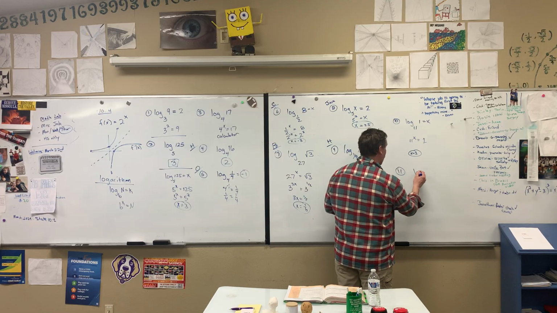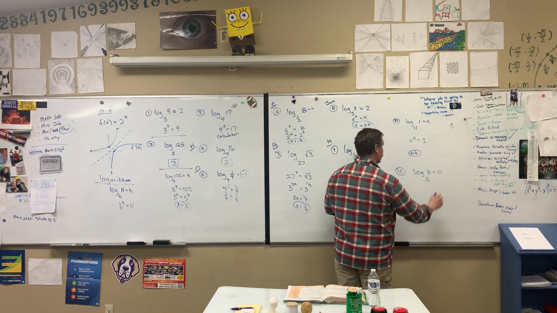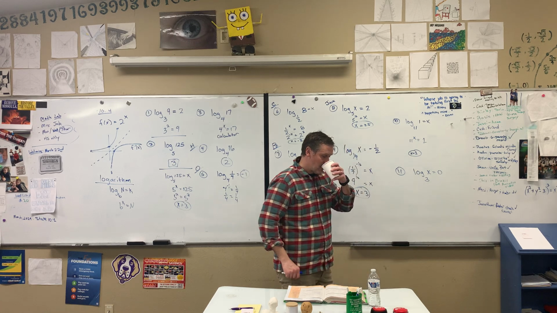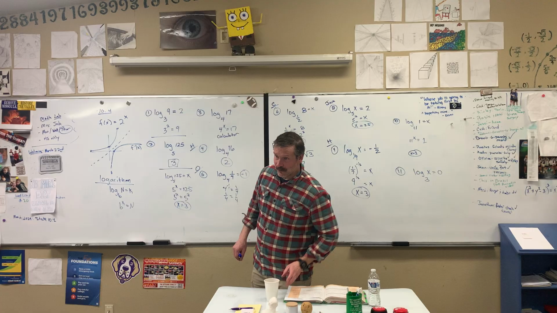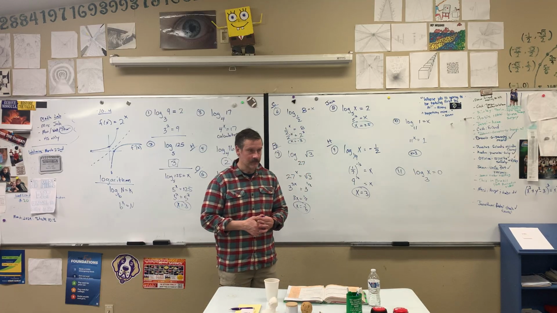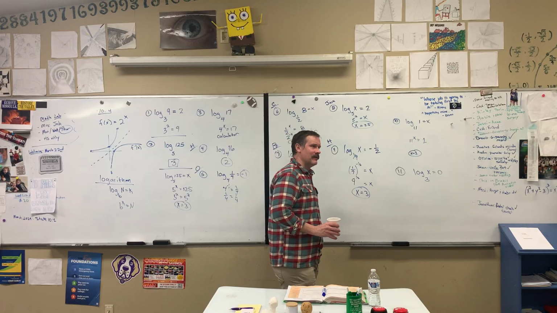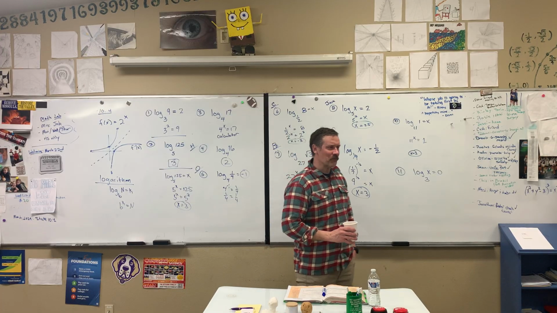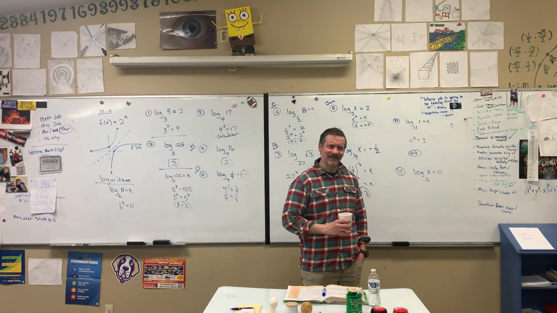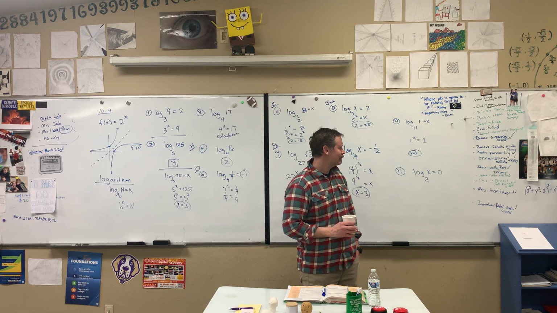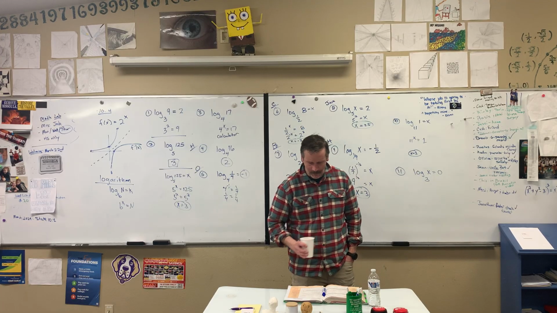Okay. Let's do one more, and let's say you have log base 3 of x equals 0. Log base 3 of x is equal to 0. A furrowed brow in the front tells us everything. What does it tell us? X is 1.